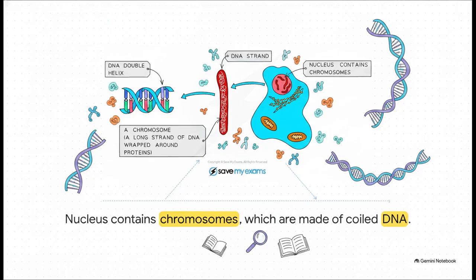So, to visualize where this master blueprint is actually kept, picture a cell. Right in the very center, you've got the nucleus, which, sticking with our analogy, acts as the factory manager's office. Inside that office, you'll find these little X-shaped structures called chromosomes. If you were to take a chromosome and unravel it, you'd pull out a tremendously long strand of DNA, tightly coiled up into that famous double helix shape. So the master instructions are kept safely wrapped around proteins and locked tight inside that nucleus vault.